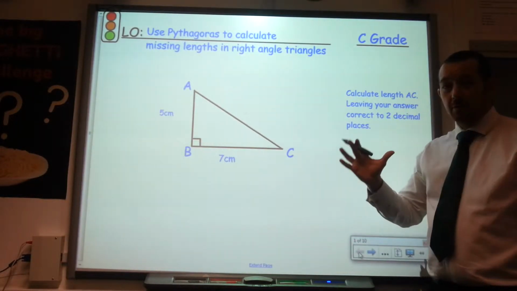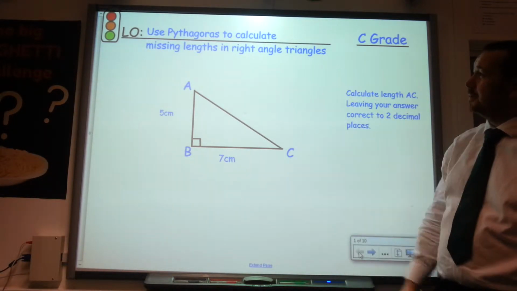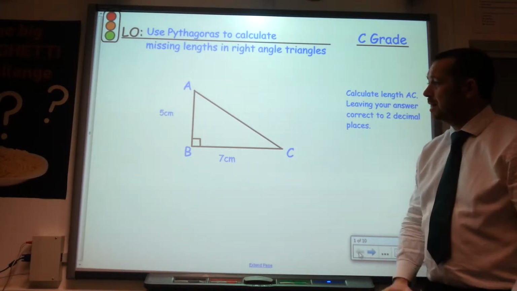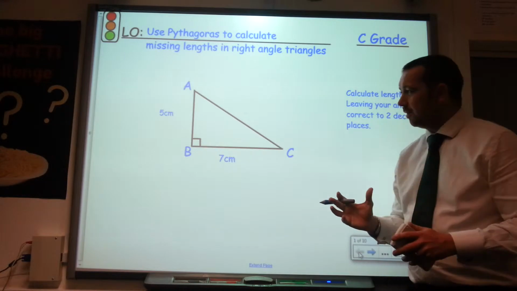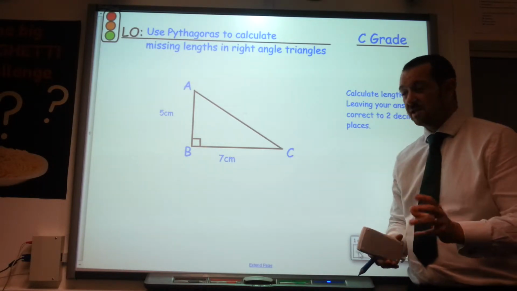So we're going to look now at another really big C grade topic, and it is this. Use Pythagoras to calculate missing lengths in right angled triangles. And you're going to find this most commonly on a foundation paper, calculator paper, getting towards the end of the paper because it's C grade.